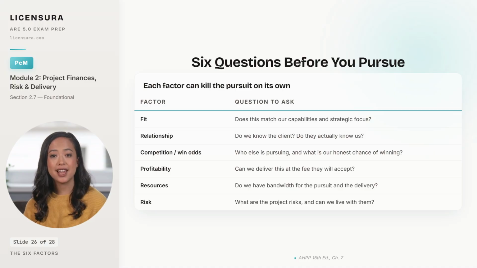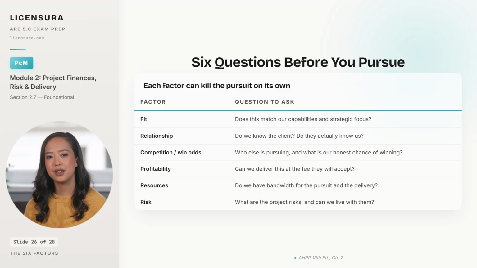6 factors, and each one can kill a pursuit on its own. Fit is whether the project matches what you actually do well, not what you wish you did. Relationship is whether the client already knows you, because cold pursuits against firms with deep relationships almost never land. Competition and win odds go together. Who else is chasing, what advantage you genuinely have, and the honest percentage you can say out loud. If you cannot, the answer is below 20.